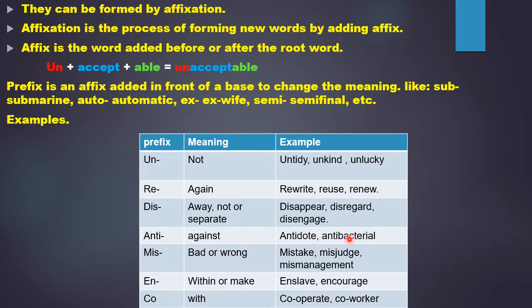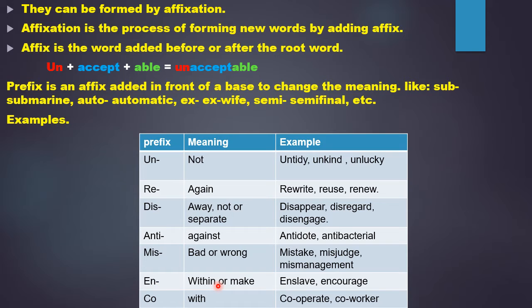Someone saying what does antibacterial mean? Good. Bacteria is something that could cause disease in the body. So something that can stop that thing that causes disease is called antibacterial. Now the next is mis. Mis means bad or wrong. Now let's see the examples of words that have mis in them. Mistake, misjudge, mismanagement. Good. Now the next we have is en.